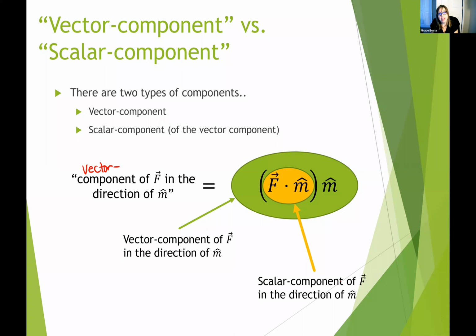Whenever anybody asks you for the component of a vector, you should ask them, are you referring to the vector component or the scalar component? Most of the time, they're going to be asking you for the scalar component, but you should ask them to be more specific, because technically that phrase component is not very specific about whether they're speaking about vectors or scalars. So they should be more specific, or you should ask them to be more specific. I will try to always be more specific.